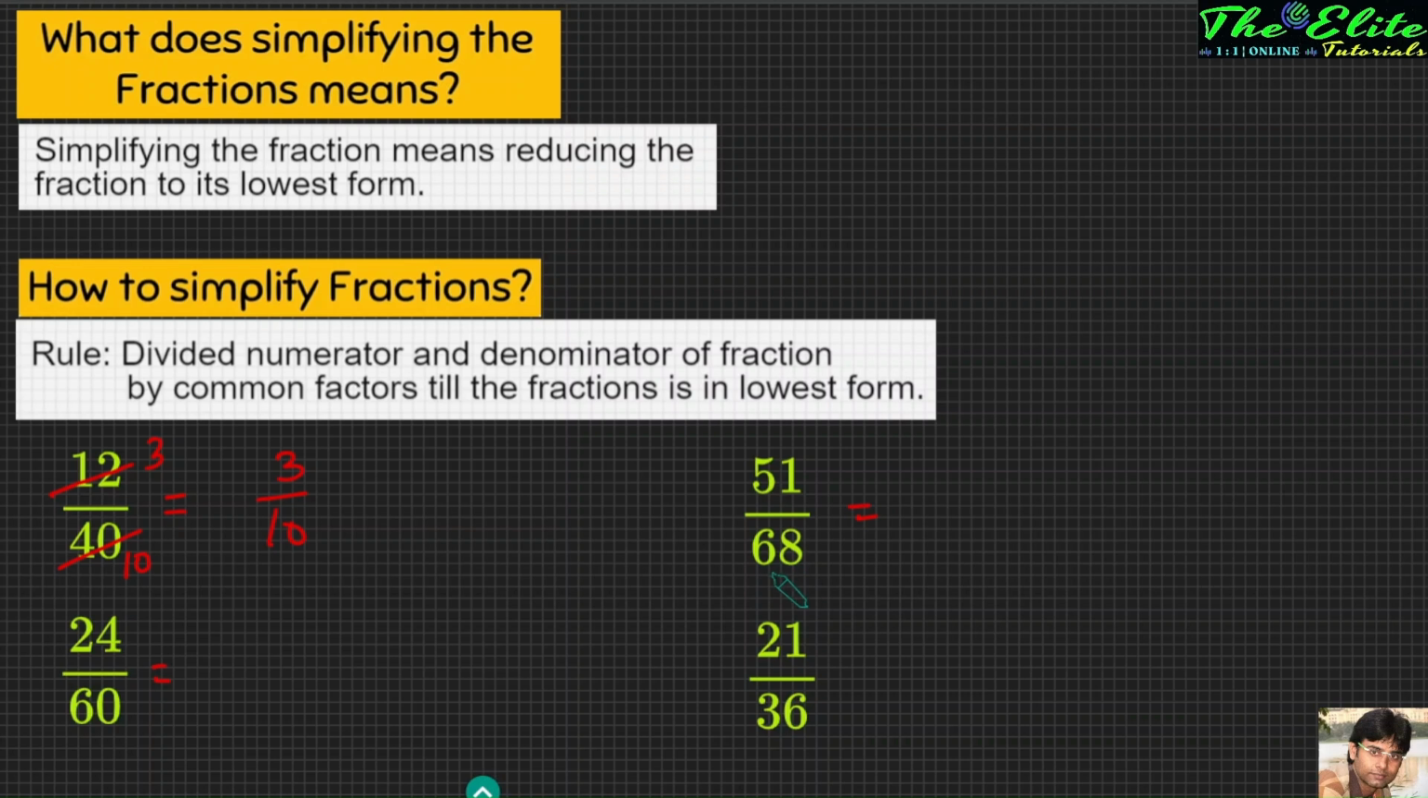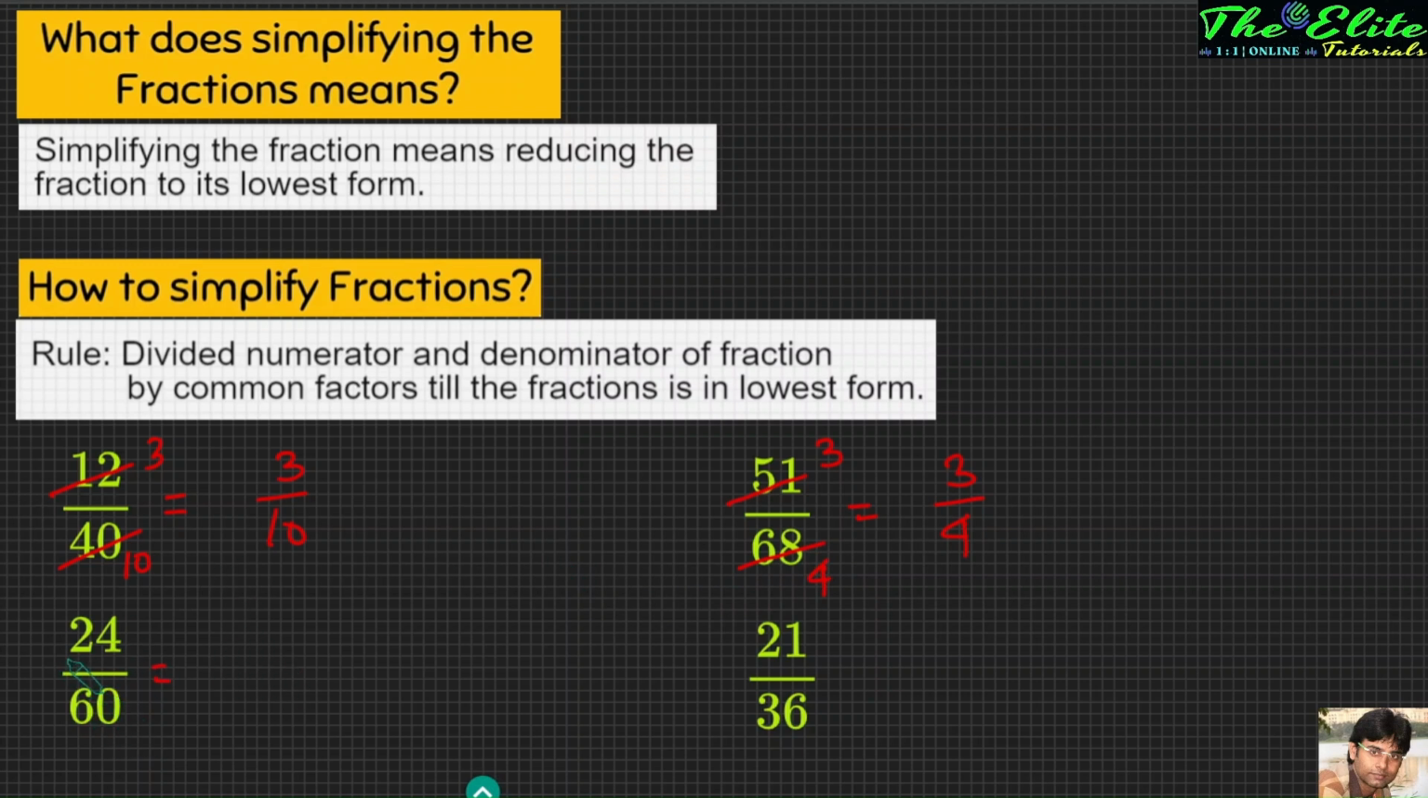And what about this 68? No, 68 is not divisible by 3. So we can go further and check. So I think that 17 is a number that divides 3 as well as 4. So the simplest form of 51 over 68 will be 3 over 4. You should memorize the tables also. Up to 20, if your table is okay, then finding the common factor between the numbers will be very easy for you. Okay.